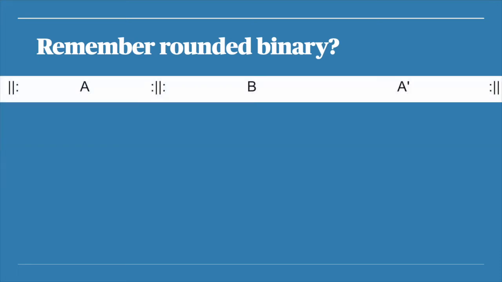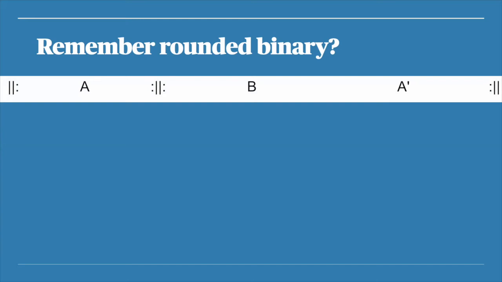So let's talk about what this thing is, and let's start with what we already know. Do y'all remember rounded binary? It looks something like this, where you have a section of music we call A. When it's a two reprise form, it's repeated, and then we get another larger section that presents contrasting material that we call B, and then a return of that opening material to create two large asymmetrical sections that are repeated.